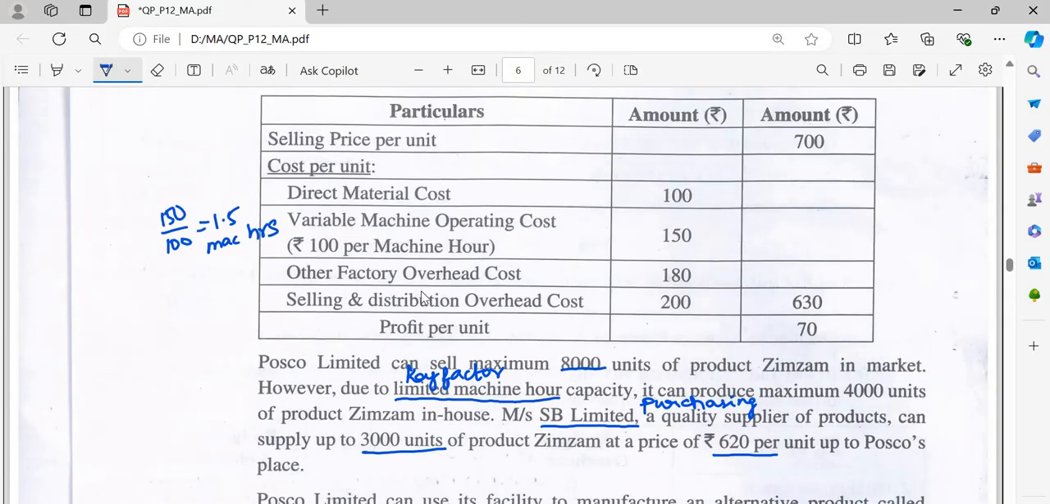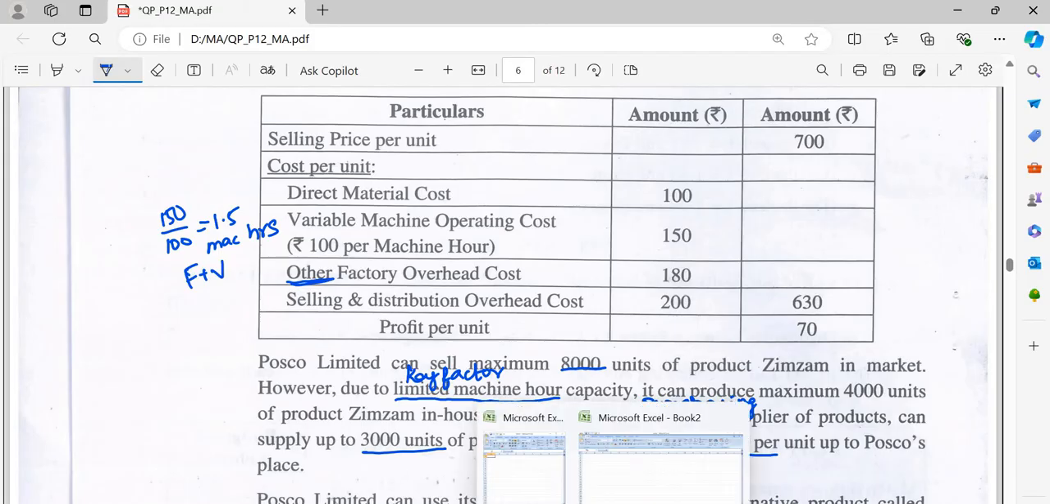So here also it is mentioned other factor overhead. So it is inclusive of fixed and variable. The fixed component we have in total is 2,40,000. The variable component we don't know, so we need to calculate that. First we need to calculate how many machine hours are required to produce 4,000 units of Zimzam. So let's calculate this.